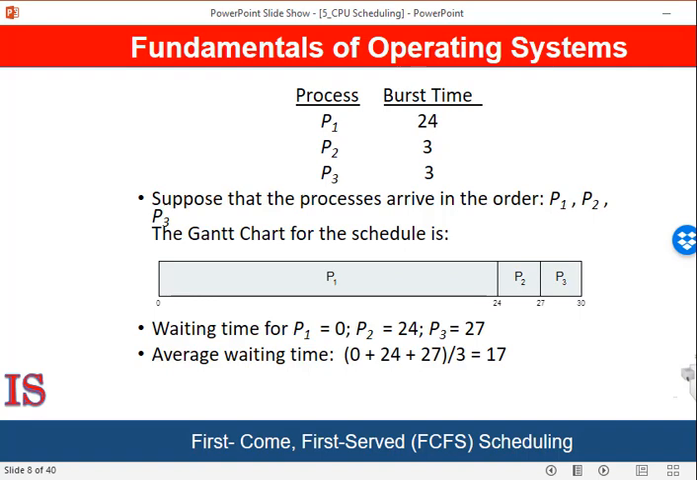The waiting time is 0 milliseconds for process 1, 24 milliseconds for process 2, 27 milliseconds for process 3, and therefore the average is 0 plus 24 plus 27 divided by 3, or 17 milliseconds. Doesn't that look like that processor hog I talked about a while ago?